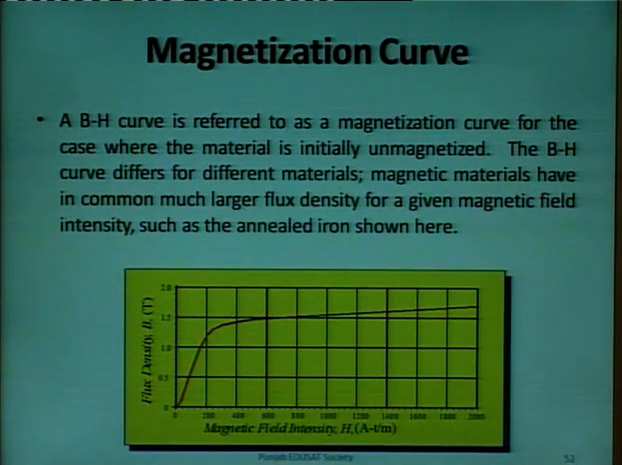Then we have the magnetization curve, the BH curve, which is referred to as the magnetization curve for the case where the material is initially unmagnetized. The BH curve differs for different materials, and magnetic materials have in common a much larger flux density for a given magnetic field intensity.